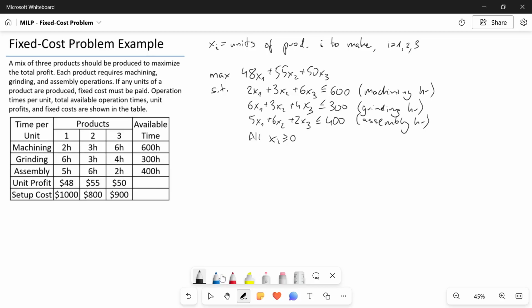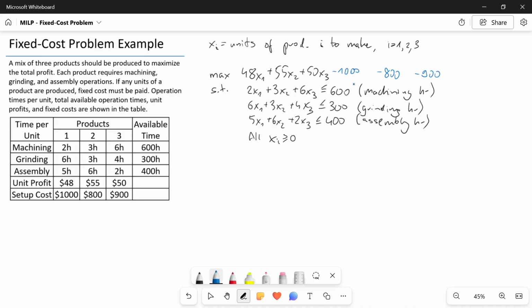Well, we cannot simply subtract 1,000, subtract 800 and subtract 900. If we just do this, of course, we will pay those fixed costs regardless, whether we are producing or not. Suppose, for example, in the solution x2 is equal to 0, why are we paying 800? We are not producing.